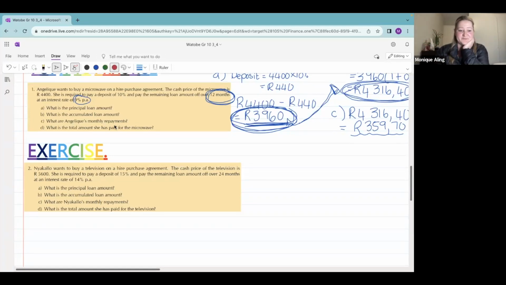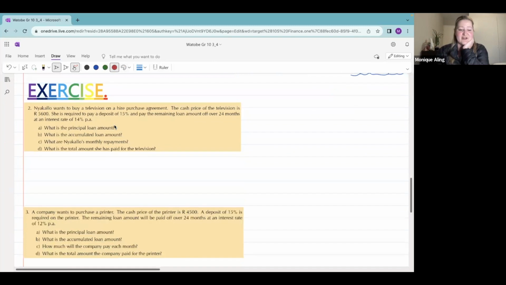Okay, so let's have a look at question 2. Nyakalo wants to buy a television on a hire purchase agreement. The cash price of the TV is 5,600 Rand. She is required to pay a deposit of 15% and pay the remaining loan amount off over 24 months at an interest rate of 14% per annum.